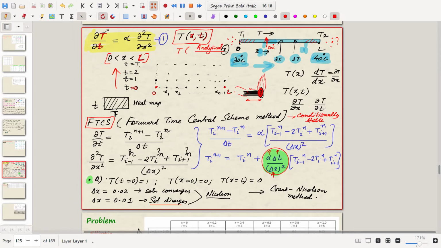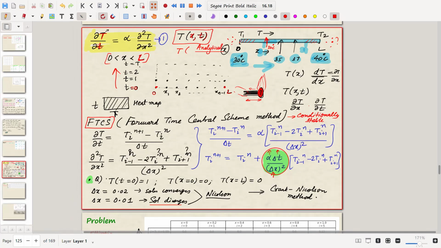So Nicholson thought that this scheme is not good, because it is not always stable. Depending on a condition only, it is stable. That condition we will derive. Without that condition holding, the scheme is not stable, like it won't converge to the solution.